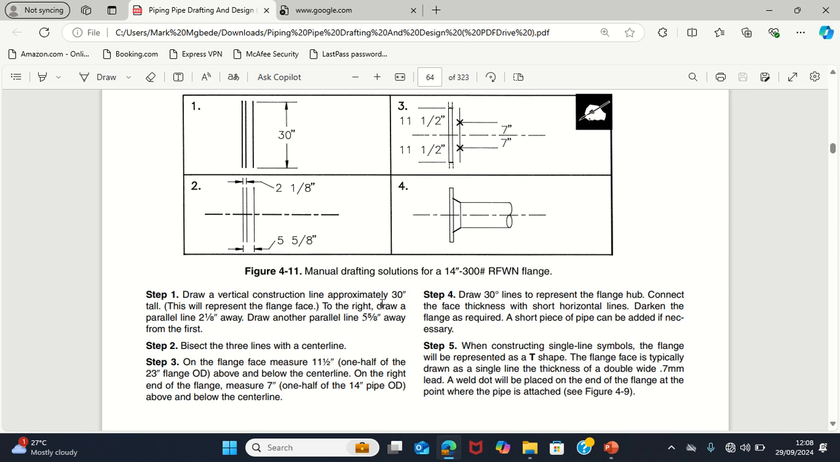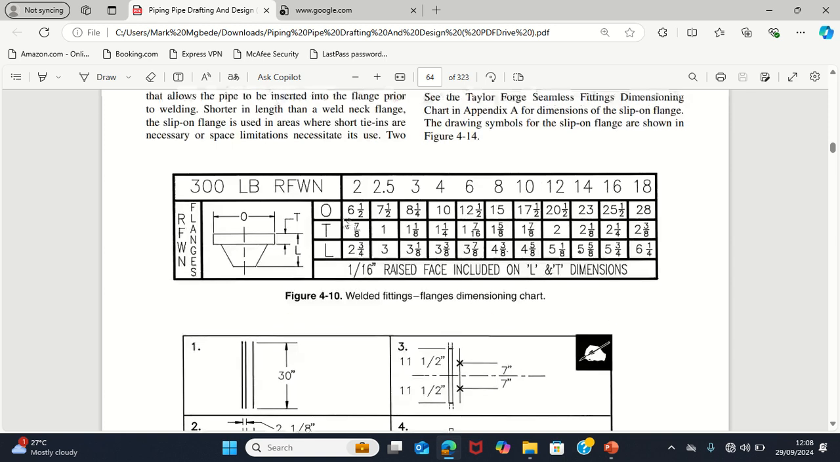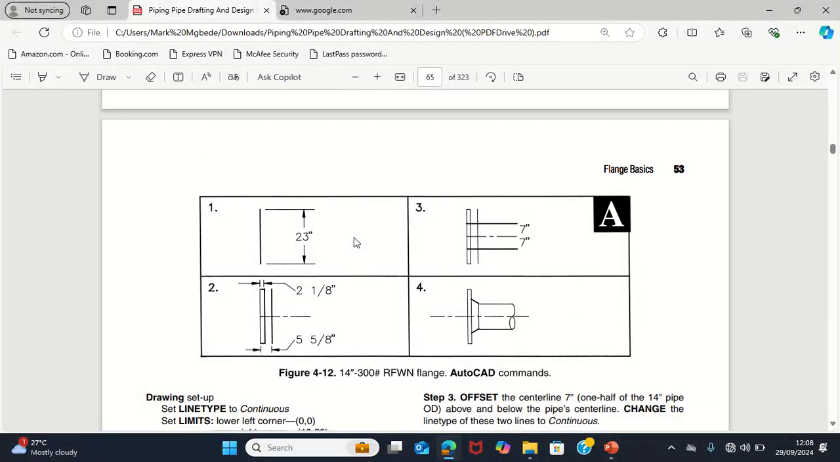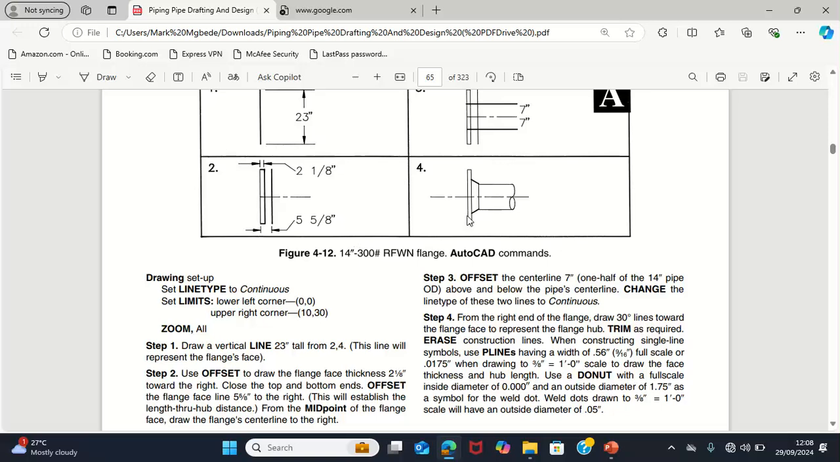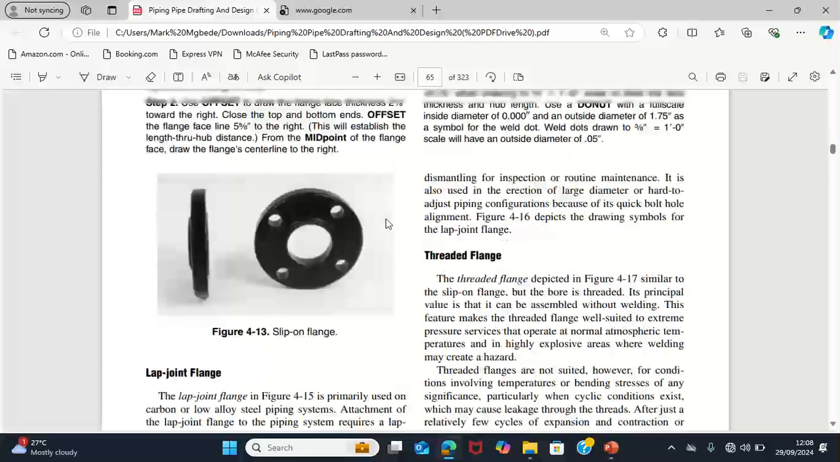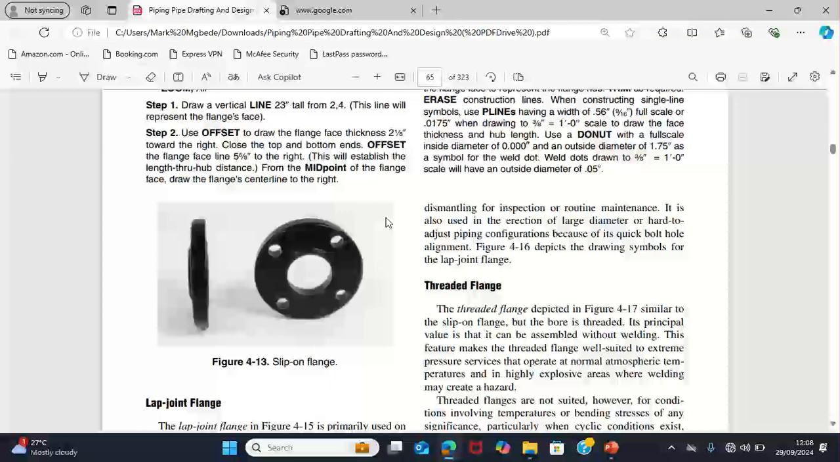Mostly such a flange is used for 2 inches, 3 inches, and half inch, or 1 inch most of the time, but not on 4 inch, 6 inch, 5 inch, or whatever. You don't use a slip-on flange.